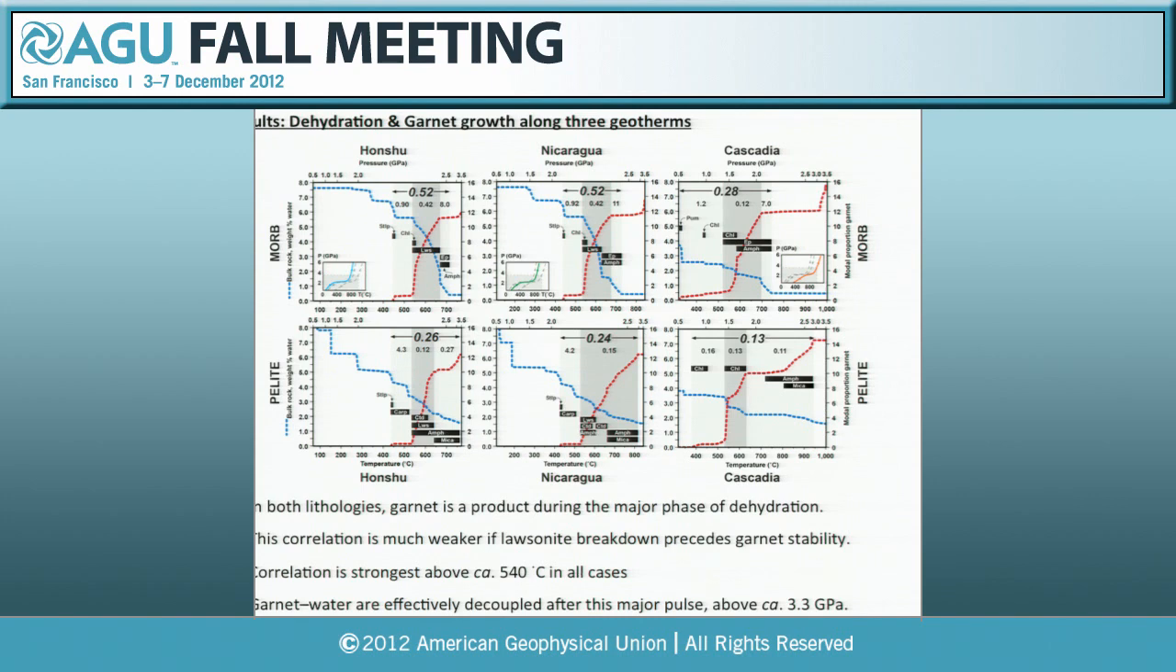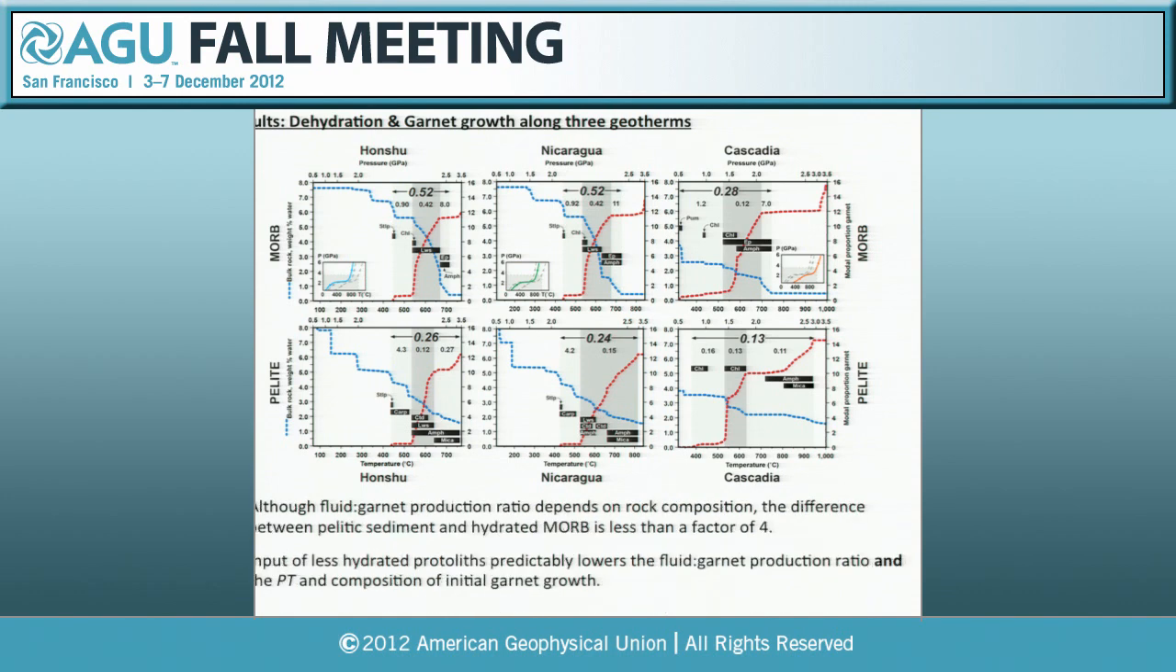strongest above about 540 degrees C, and above about 3 to 3.5 GPa, essentially the processes become decoupled, primarily because all of the water in both compositions by this point is in phengite, which is stable out to the right of this model, out of the side of this model.